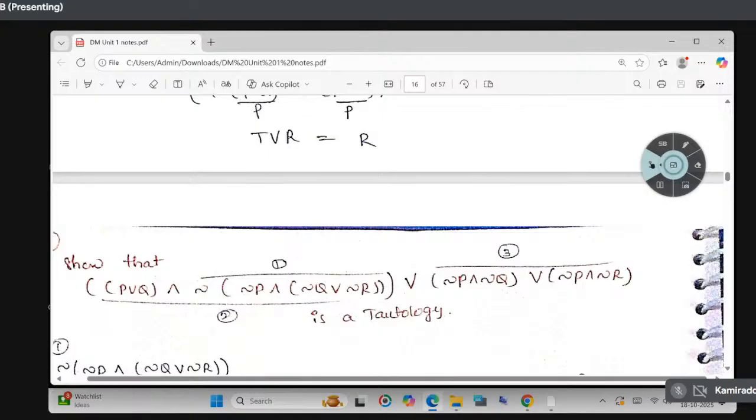When you solve your first equation, you will get one term. From the second one, you will get another term. From the third one, you will get a term. When you merge these, you will get your solution, that is, tautology or not.